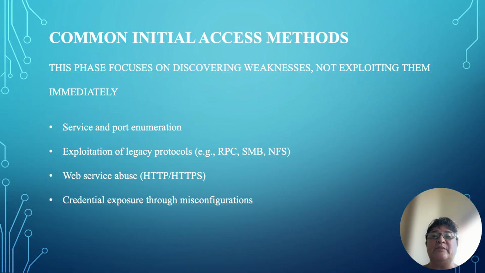Common initial access methods include surface and port enumeration, exploitation of legacy protocols like RPC, the remote procedure call, SMB, the server message block, and NFS, the network file system, web service abuse, HTTP and HTTPS, and credential exposure through misconfigurations that we mentioned before. This phase focuses on discovering weaknesses, not exploiting them immediately.